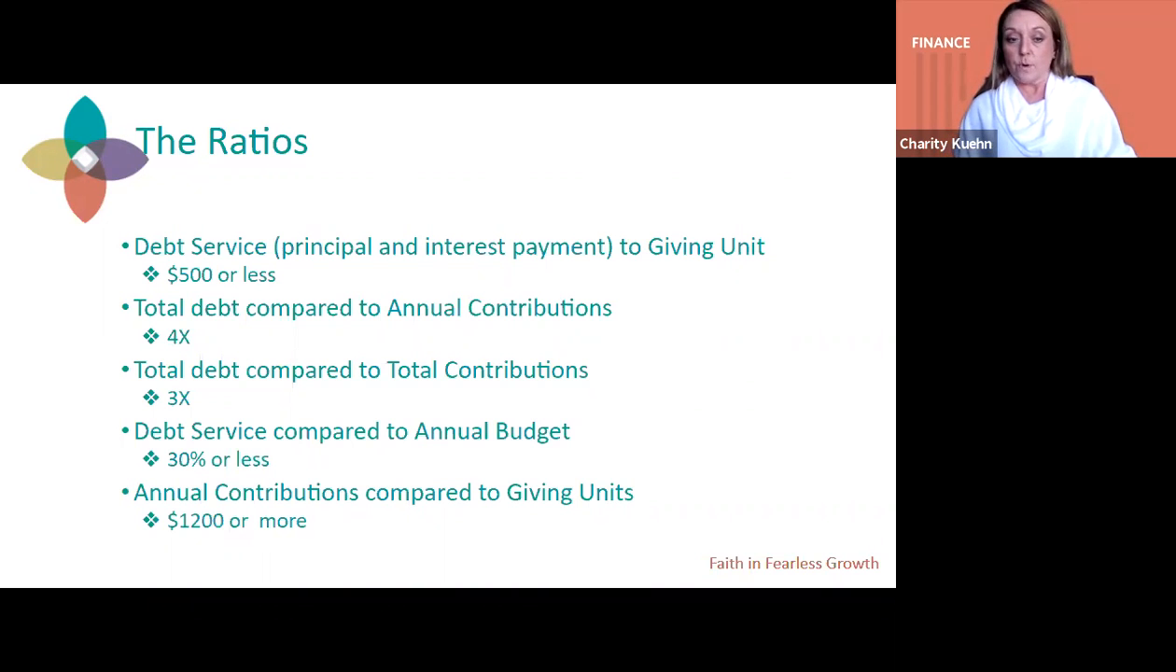The next piece that I'm going to throw up here, and thank you, Dennis, for moving us on to ratios. These are across the board most of the ratios that a bank or a credit union is going to look at when they're determining whether you can get a loan and how much you can get. This is just kind of laying it all out there for you. These are the ratios that tell you exactly what you need to look at. How much is your principal and interest payments going to be on this loan, and how much will each giving unit have to pay? $500 or less is a good benchmark.